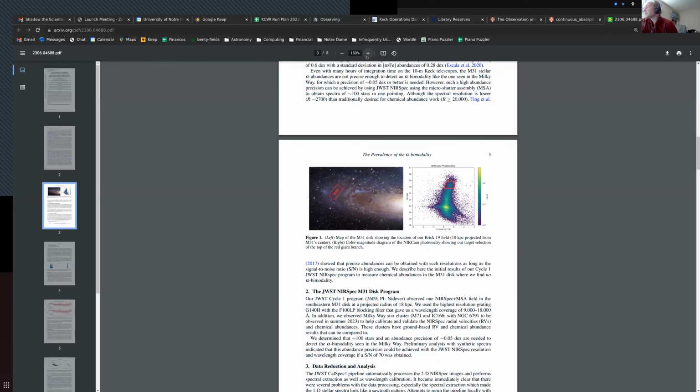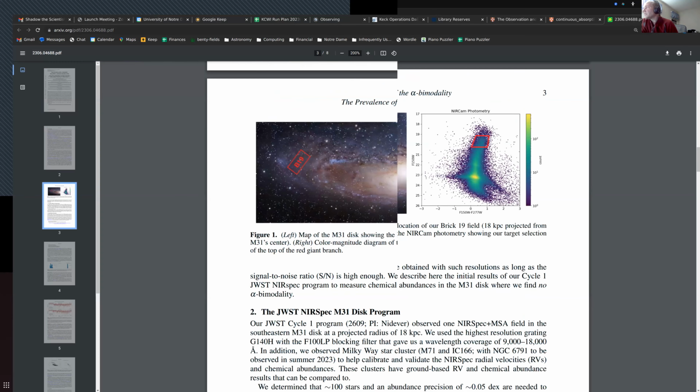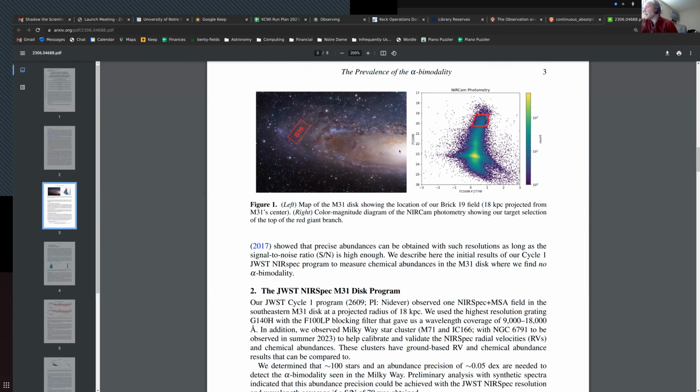Zoom in here. So this here is the center of the Andromeda galaxy, and we pointed the James Webb Space Telescope at a field kind of way out in the outskirts of the disk of the Andromeda galaxy. Now the JWST pointing is actually much smaller than this red rectangle would lead you to believe. It's actually probably just like the corner of this letter B. It's a really, really small field.